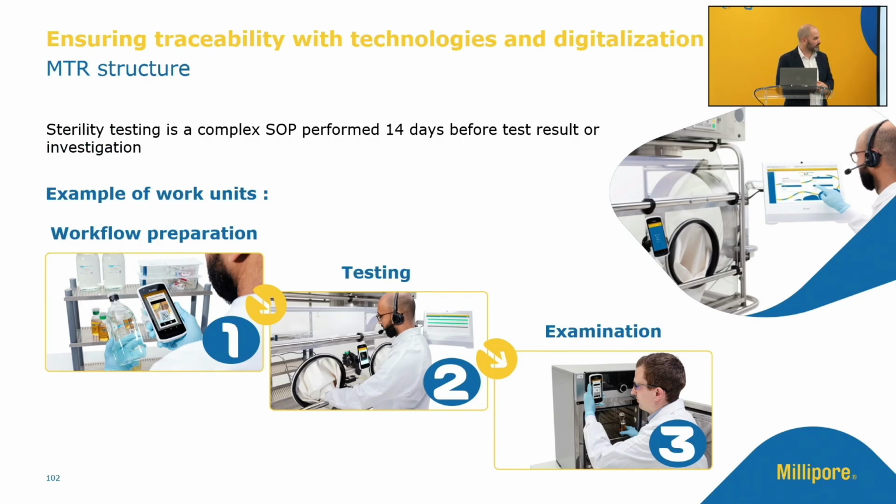Our digital SOPs are typically divided in work units because not everything for the sterility test is performed at the same place. For example, a part about the workflow preparation, so going shopping in the stock to retrieve all the material needed for the test. The testing itself with the execution of the sterility test, and then the examinations that can happen multiple times depending on your procedure, on how many times you need to read your canisters. That's a typical example, but we can create whatever fits the customer workflows.